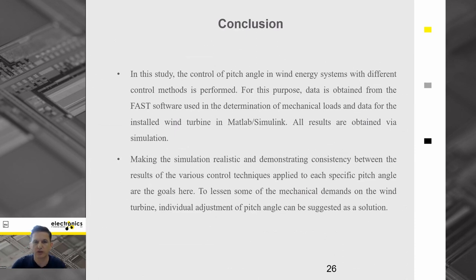And final conclusion. In this study, the control of pitch angle in a wind energy system with different control methods is performed. For this purpose, the data is obtained from the FAST software used in the determination of mechanical loads and data for the installed wind turbine in MATLAB Simulink. All results are obtained via simulation, making the simulation realistic and demonstrating consistency between results of the various control techniques applied to each specific pitch angle.